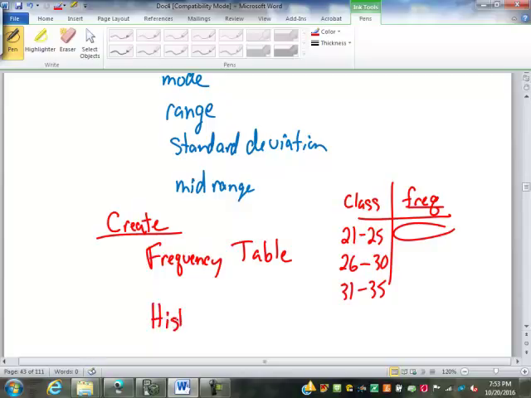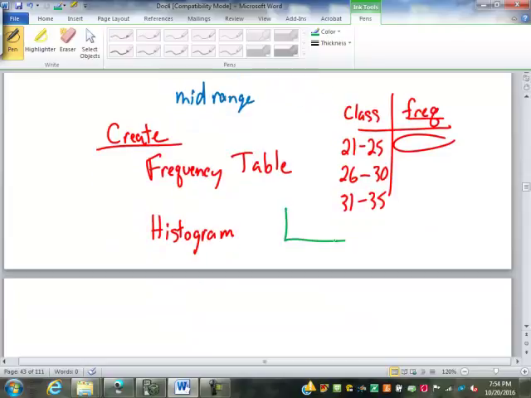You also need to be able to create a histogram. Remember, a histogram, basically a bar graph. Only the labels down here are the classes from our frequency table. And when we make the bars, have no space between them.